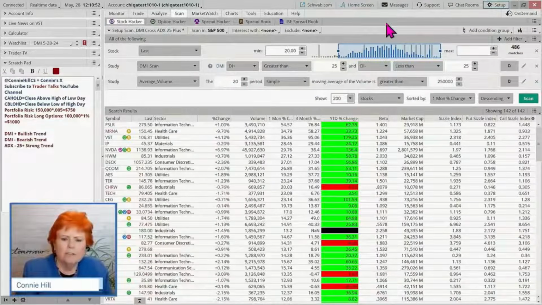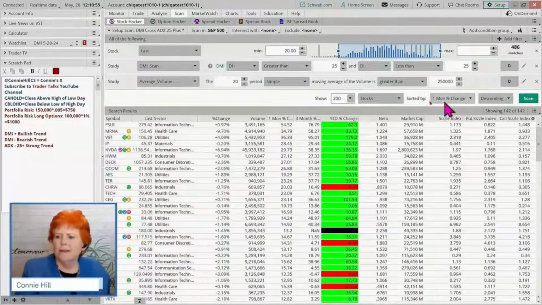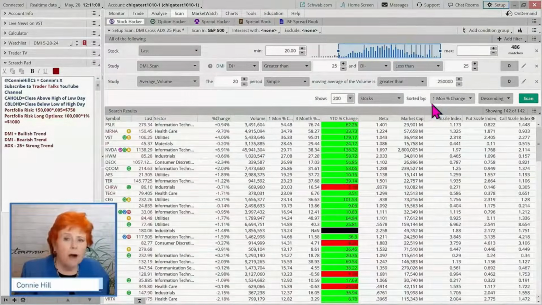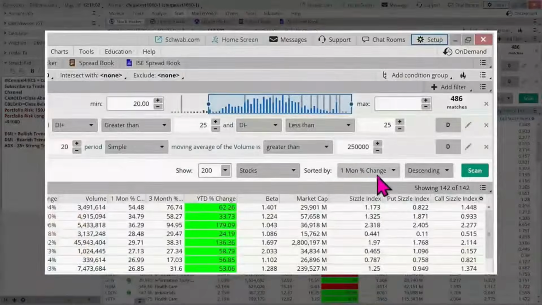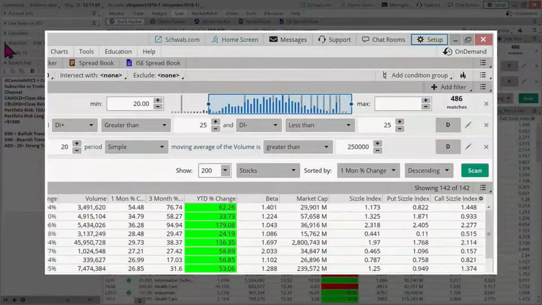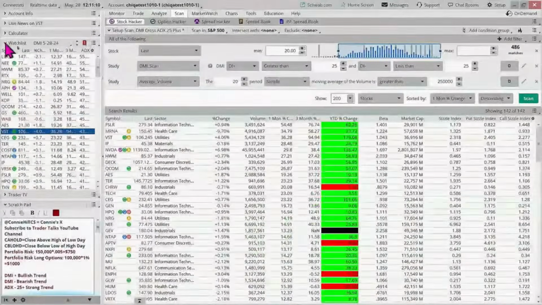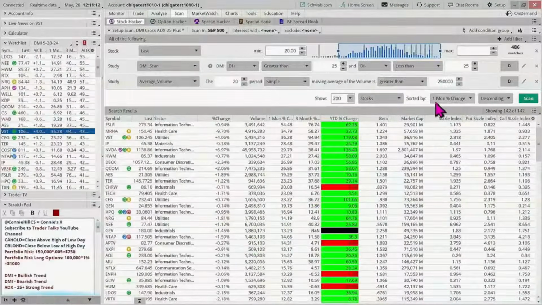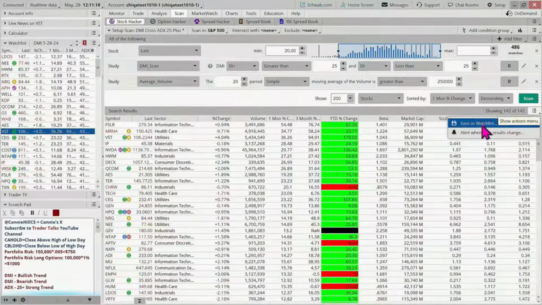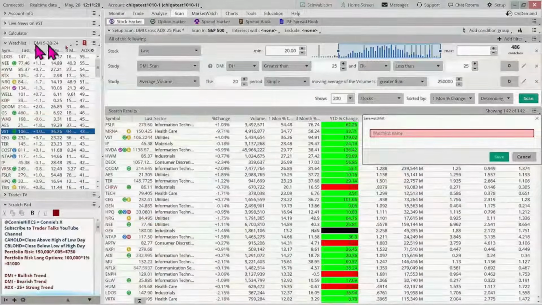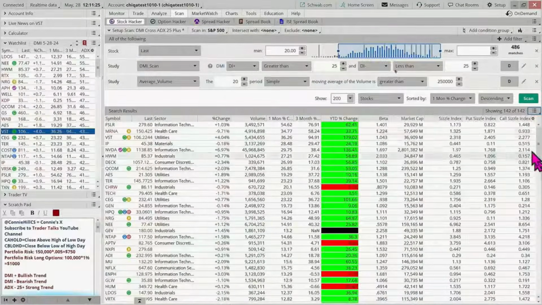Now, getting back to our scan results, when I ran this, I said bring me in 200 stocks, and I said sort by 1 month percent change. I'm going to open up this watch list that I saved earlier today. The results are more or less what we're looking at here. All I did was say save as a watch list, and I gave it a name: DMI and today's date. Because we're going to be using this list over here.